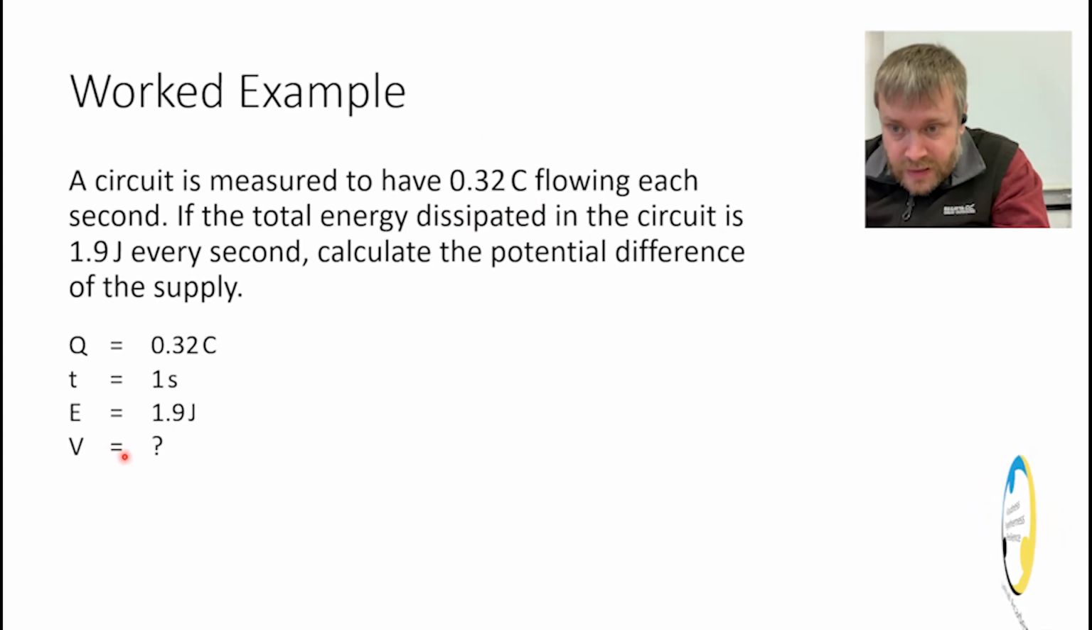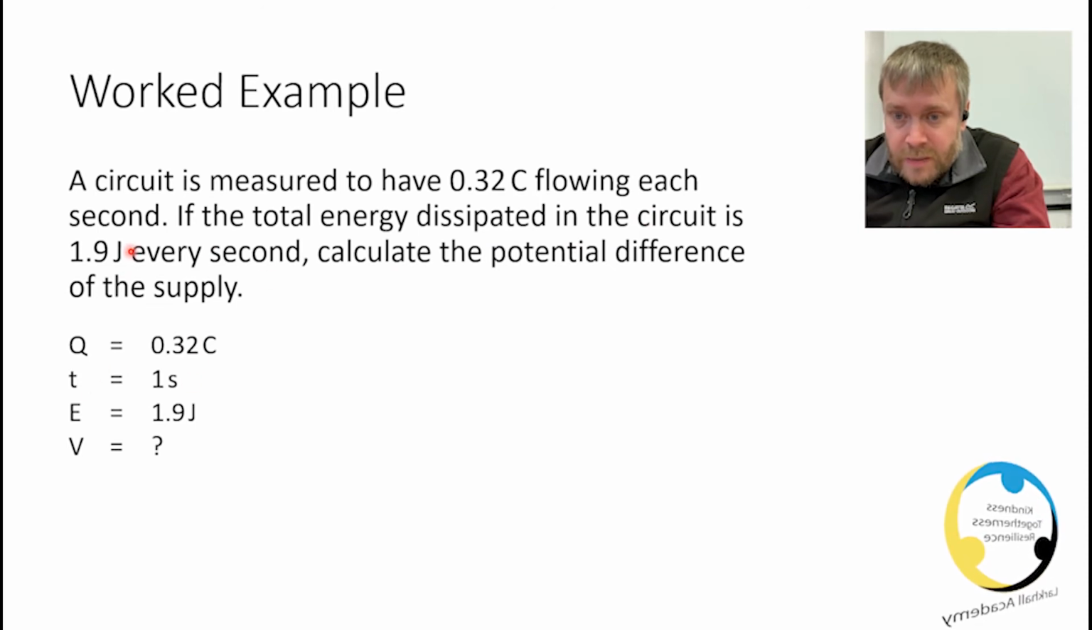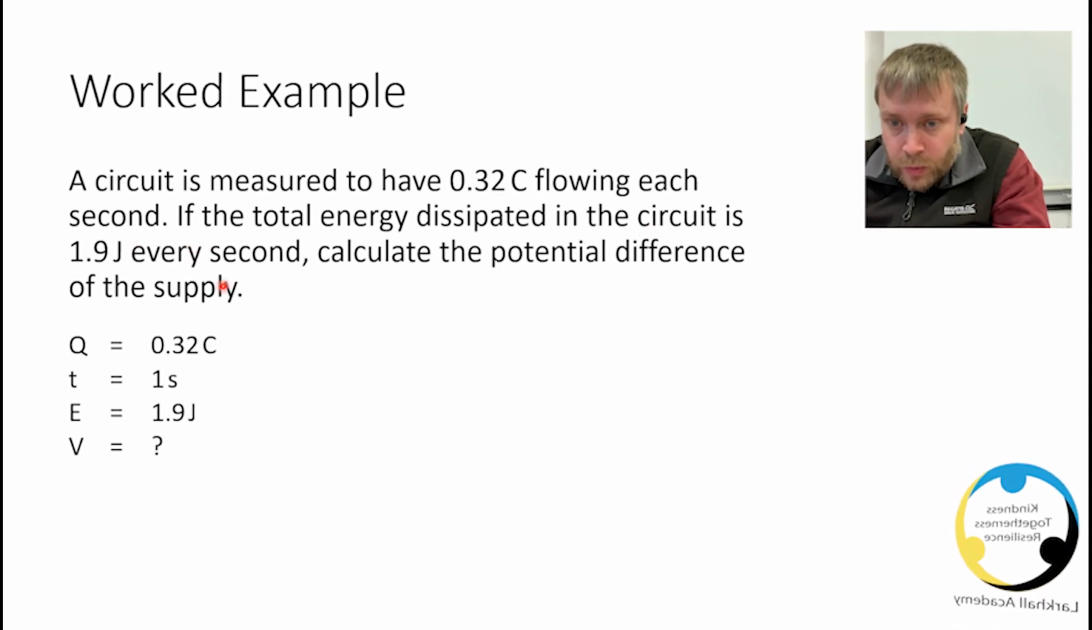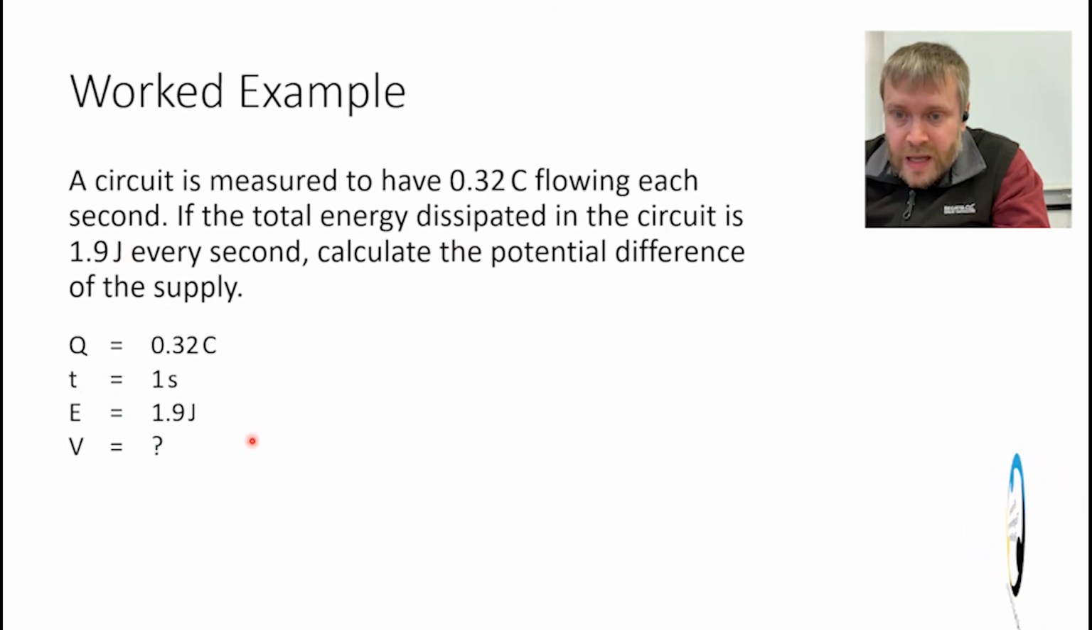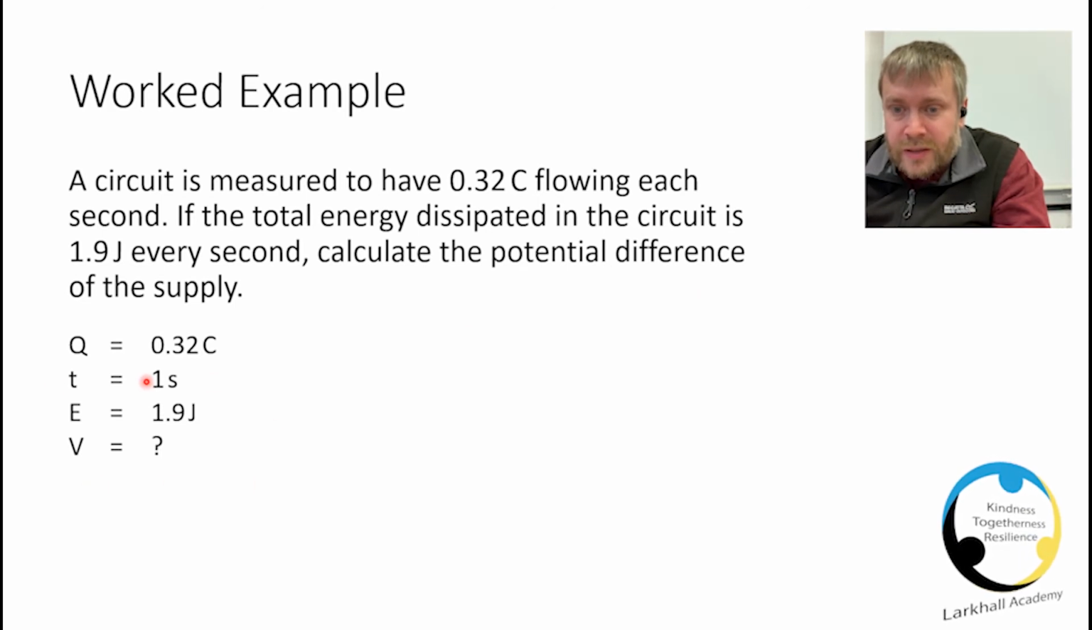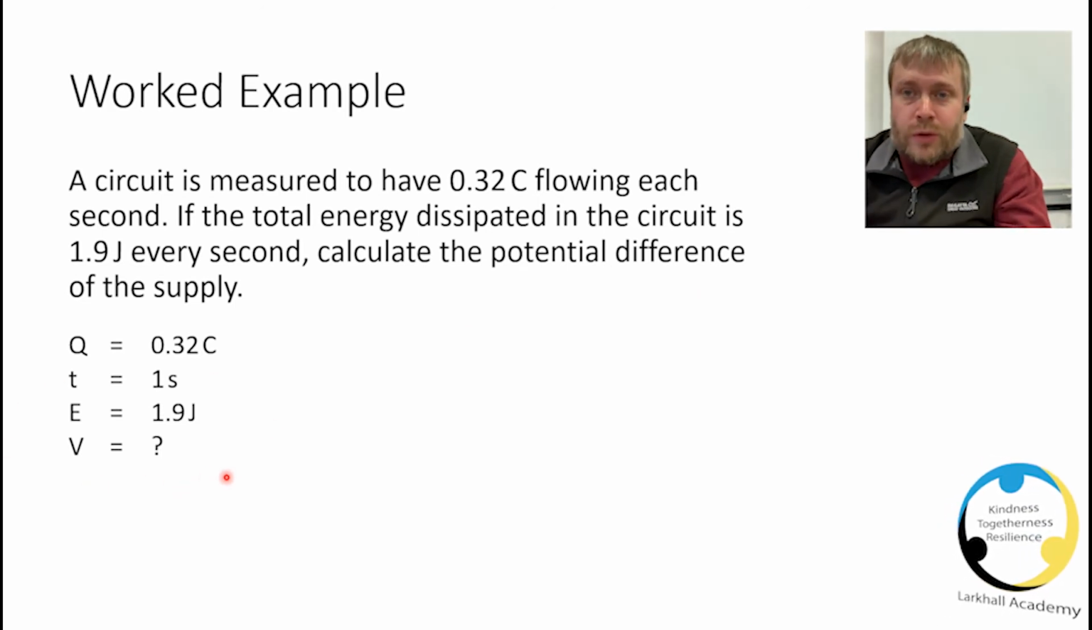I can see that there's a time, so it says each second, so I've got a time included here. I keep reading on, I find 1.9 joules. Joules are energy, so E is equal to 1.9. Then it asks us to calculate the potential difference of the supply, so I just have V is equal to a question mark here, that's what I'm looking to calculate.